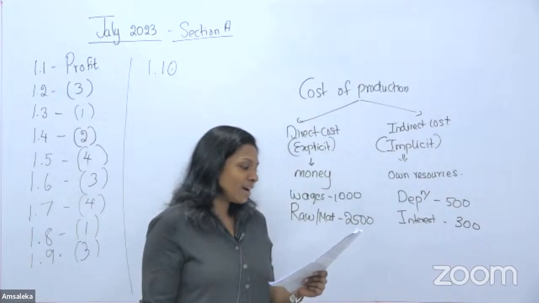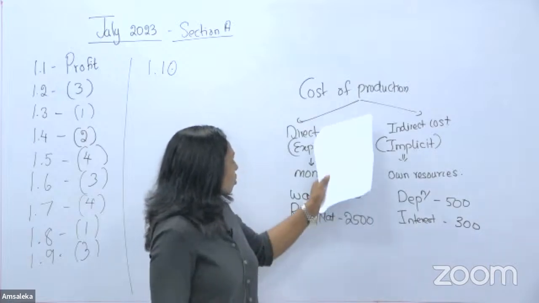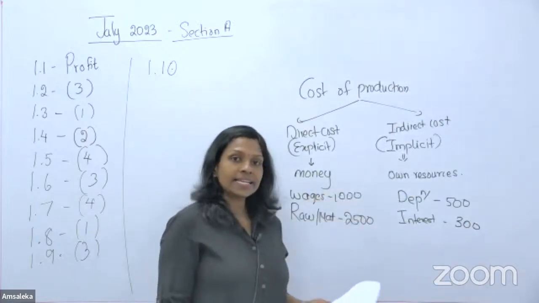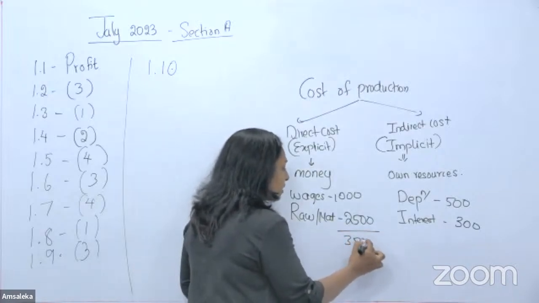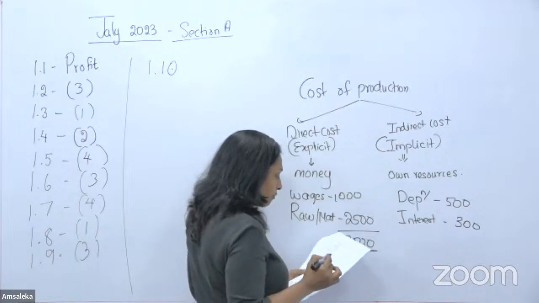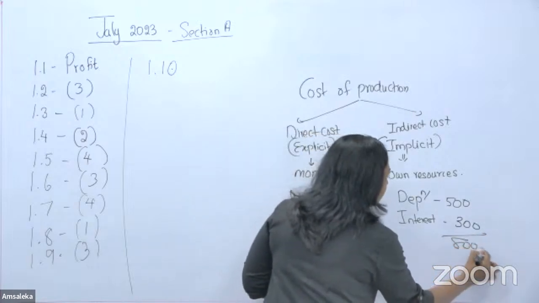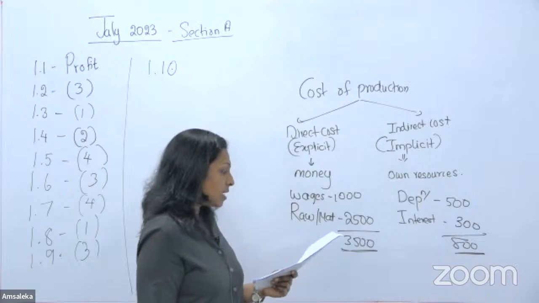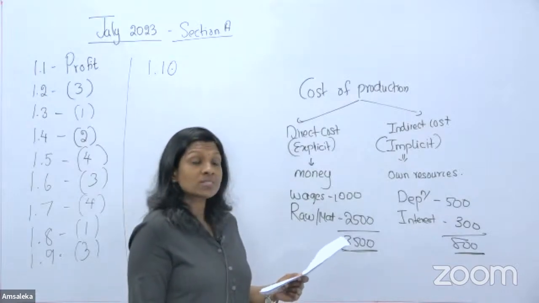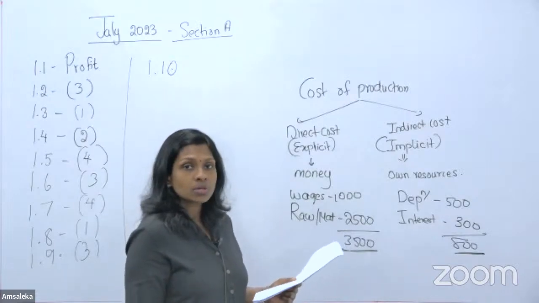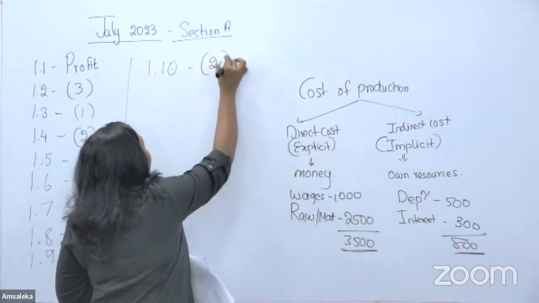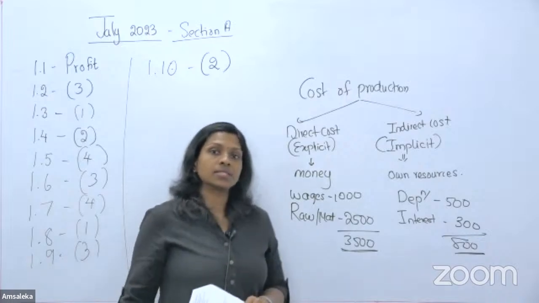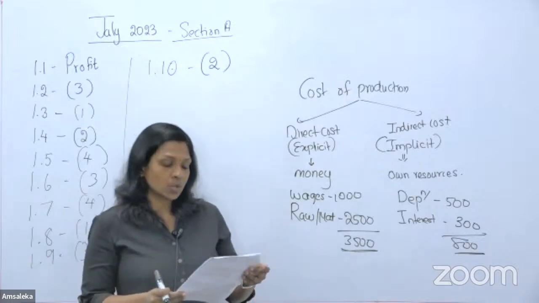Okay, now what is the question? So what I did is correct. They are asking for the total of direct and indirect. The direct cost answer is 3,500. Here it is given 800. According to this, 3,800. So what's the answer for 1.10? The second one is the answer, right? So number 2 is the answer. 1.10.